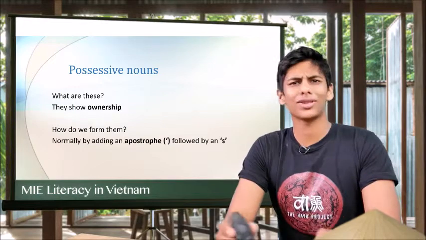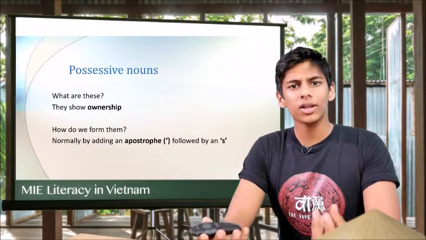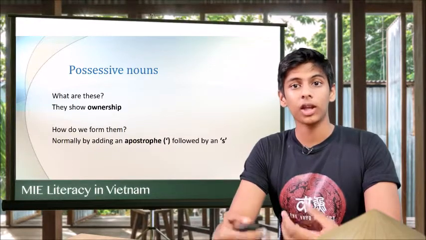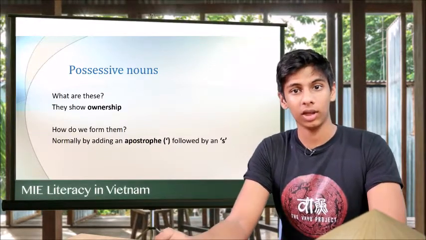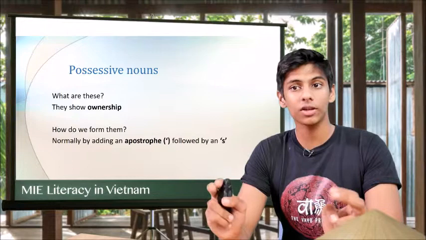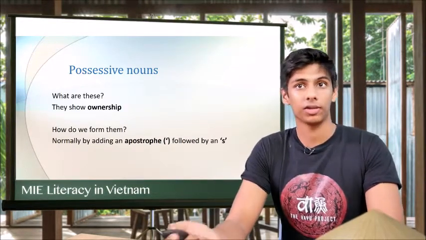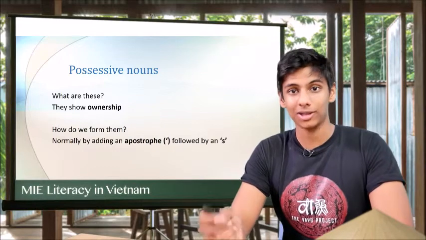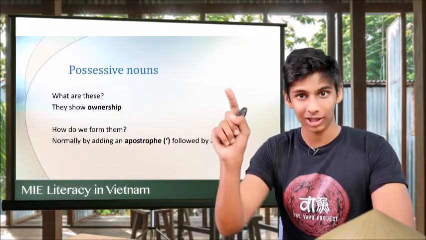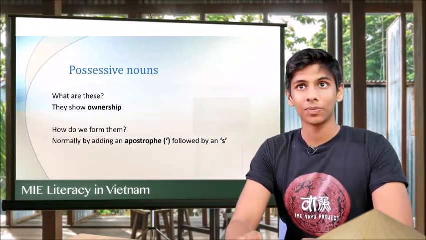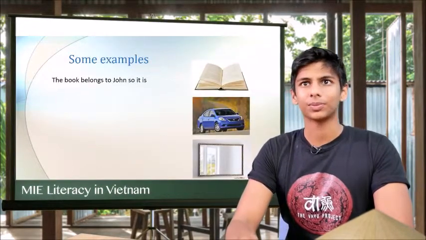Now, what are possessive nouns? These are words that show ownership. So, for example, if somebody owns something, we use a possessive noun to show that. So how do we form a possessive noun? It's very easy. We just add an apostrophe, which is that little thing, followed by an S at the end of the word. Let's look at some examples.